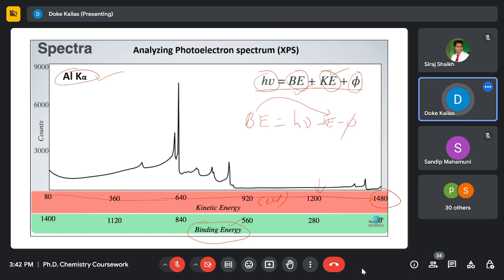So this way, the spectrum is recorded. Here you can find a less intense peak. This is another peak. These are two peaks. These are small peaks.